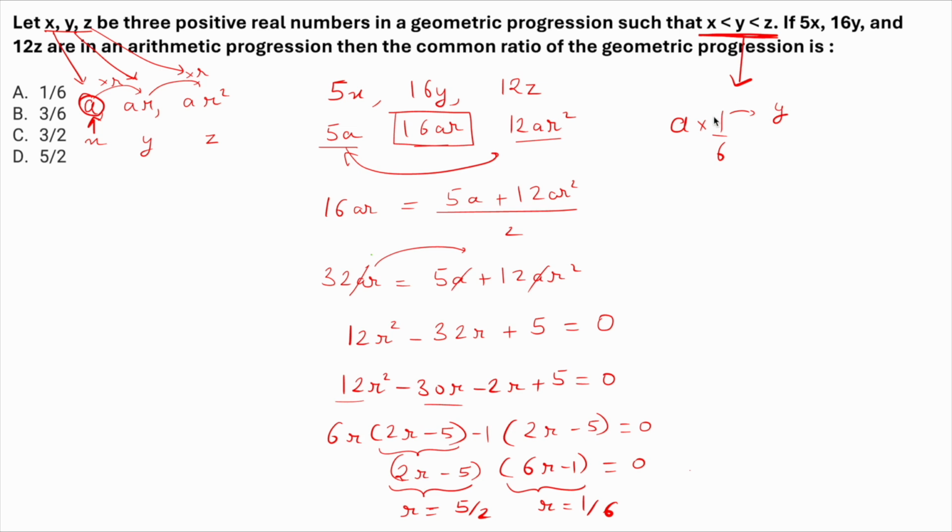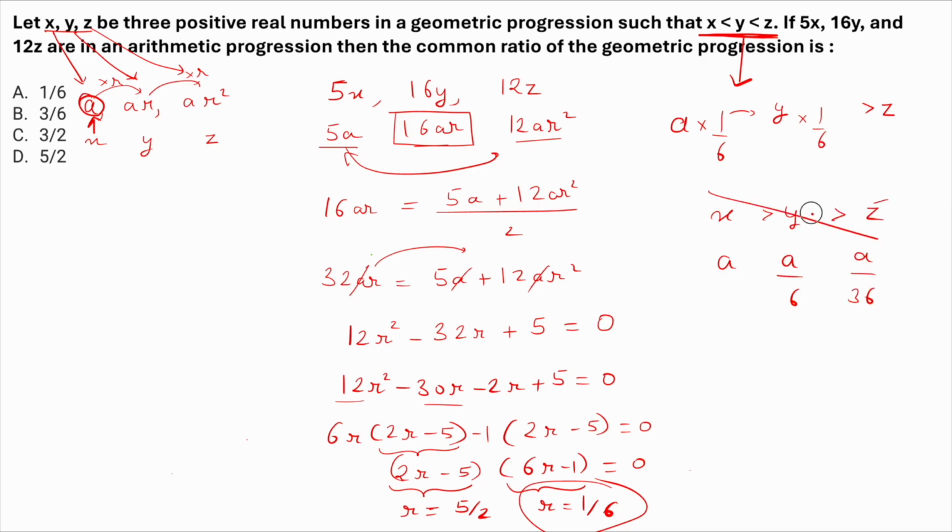That means y has become less than a. If you further multiply it by 1 by 6, z will be a into 1 by 6 into 1 by 6. So z will be further lesser than y. So in this case, if the common ratio r is 1 by 6, the terms x, y, z will be in GP. But in that case, x will be the greatest term, which is a. The next term will be a by 6, that will be lesser than x. And the next term will be a by 36, which is further lesser than y.